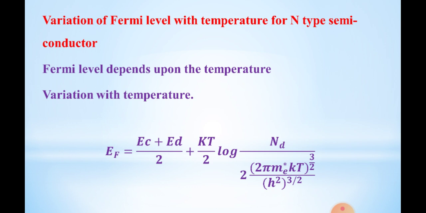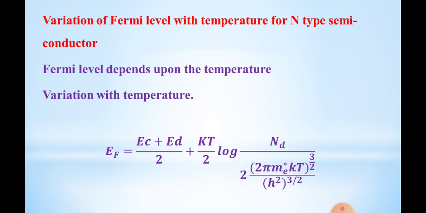In this expression, EC represents the lowest level of conduction band, ED represents the donor level, K is the Boltzmann constant, and T is the temperature. ND is the number of donors. So how many donors we are adding to the pure semiconductor, that will create N-type semiconductor. ME star is the effective mass of an electron, and h is the Planck's constant.